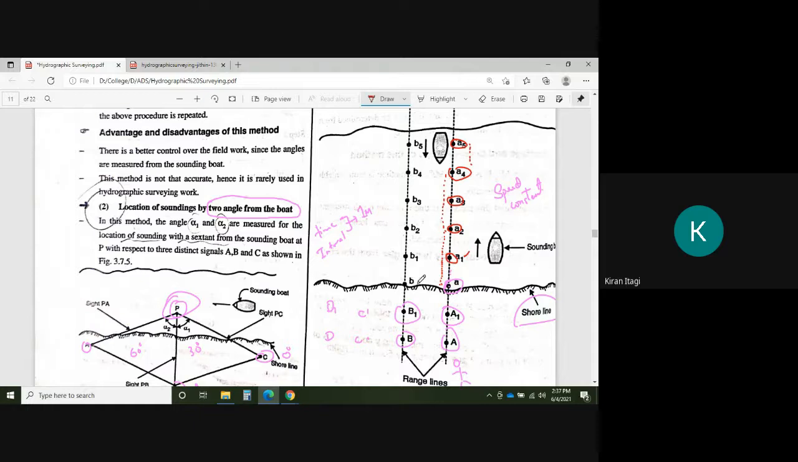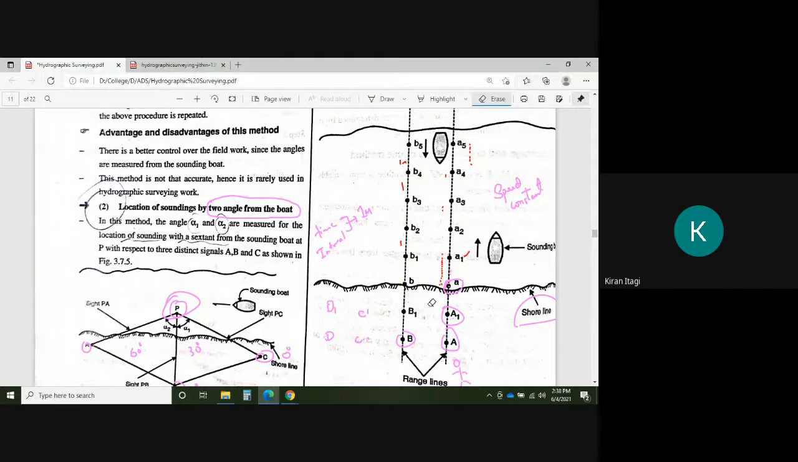Now again I will come to this point, or you can come in the reverse way also. After 1 minute I will take a sounding, after 1 minute another sounding, after 1 minute another sounding. This is how we have done it.